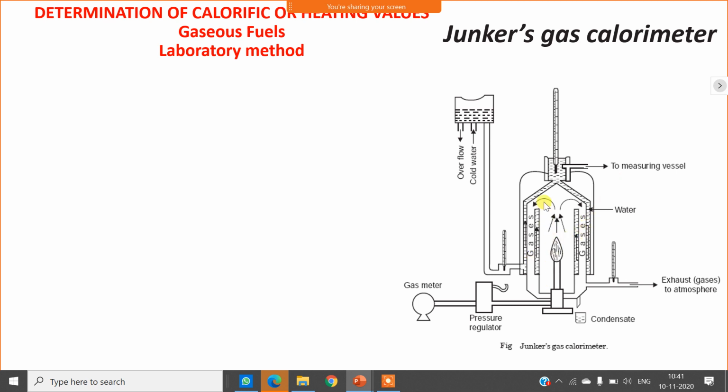The combustible gases coming out of the calorimeter are measured. The temperature of the exhaust gas, that is the combustible gas, is measured with the help of a thermometer, that is T3 or Tg.